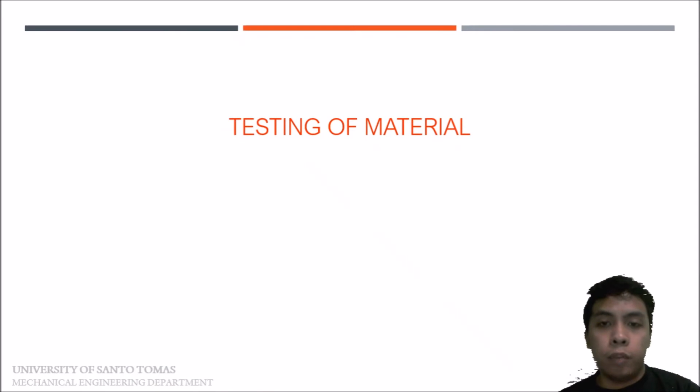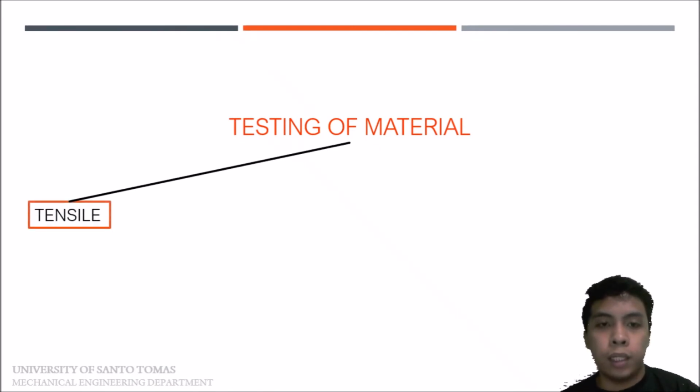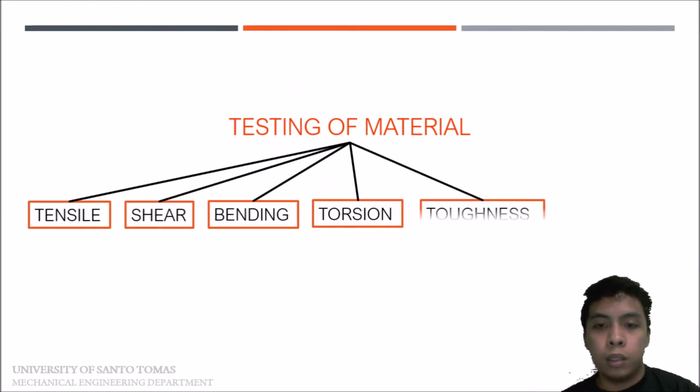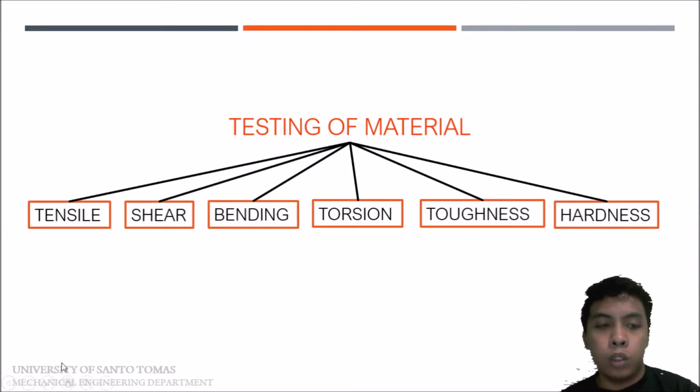So in testing of materials, marami ang klase. First, we have tensile testing, shear test, bending test, torsion test, toughness test, and hardness test. Kung mapapansin nyo, walang compression test kasi ang assumption, if the material is ductile, the tensile property of the material is equivalent to the compressive property of the material.